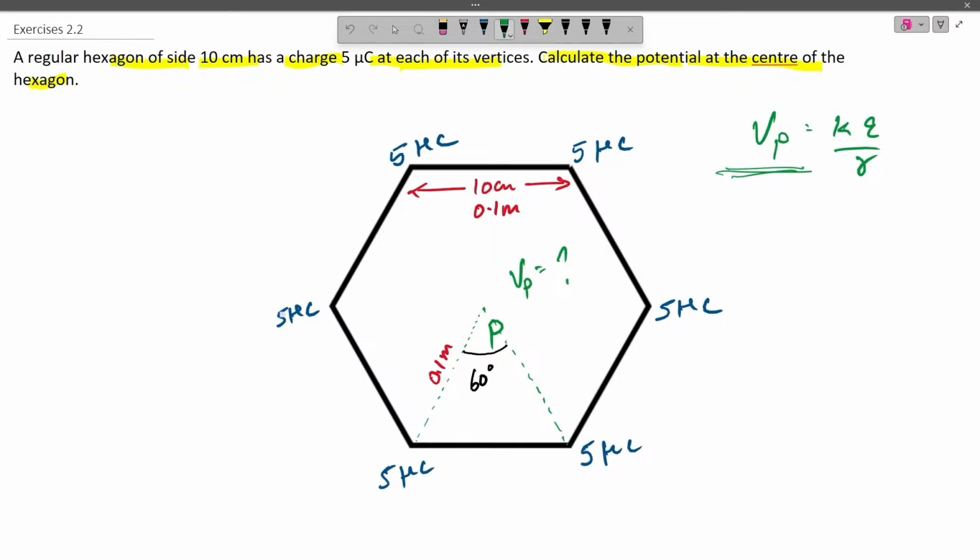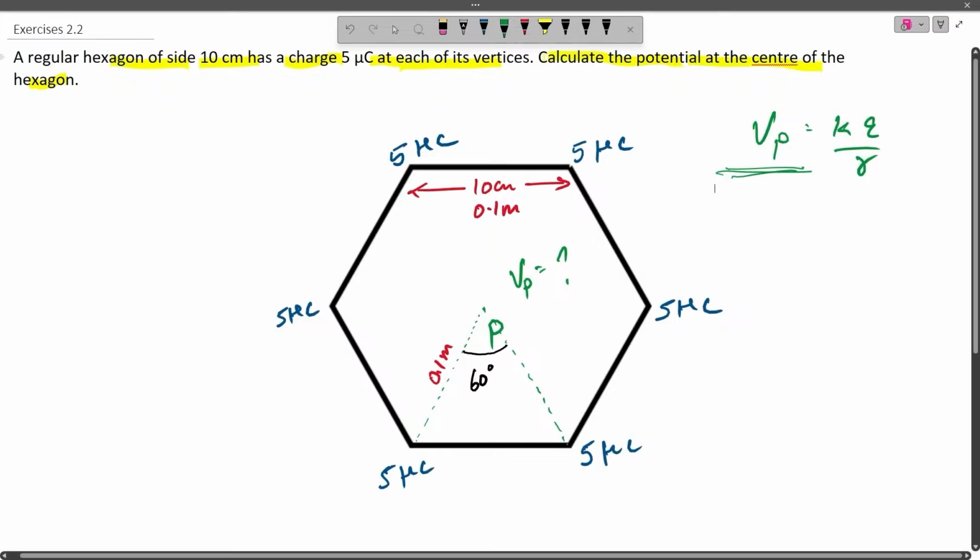Now for this system of charge, that is a hexagon pattern, we have to find out potential at the center. Each side of the hexagon makes 60 degrees at the center, which makes it an equilateral triangle. Now for the equilateral triangle each side is the same, that is, each side of the hexagon is 0.1 meter, so the distance of the center from the vertex would also be equal to 0.1 meter.